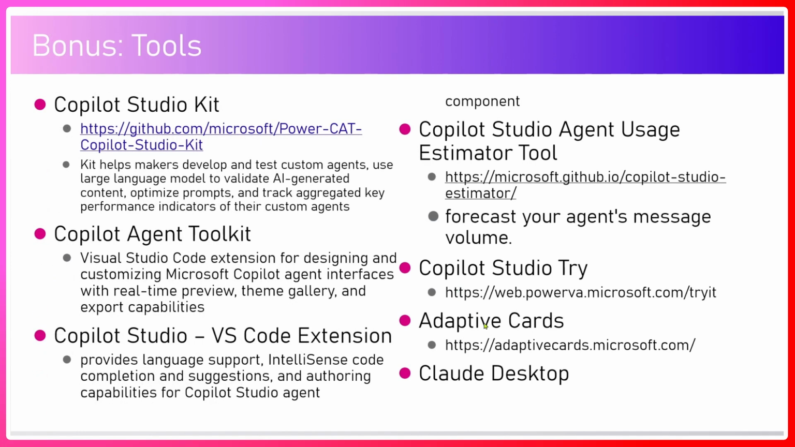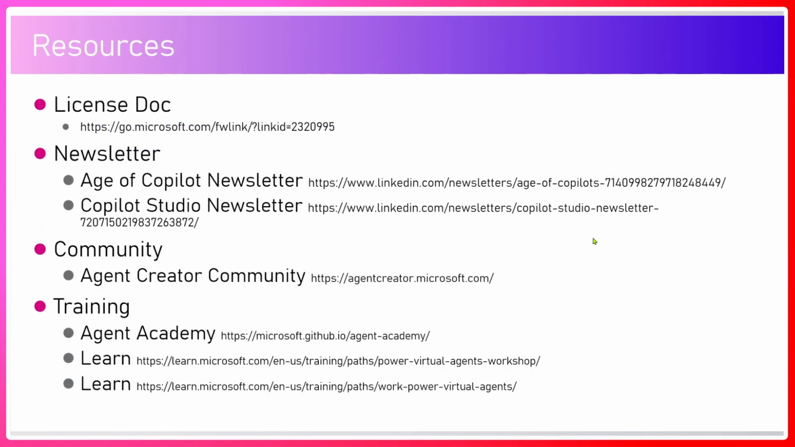These are some of the resources which I've just collated. These are a set of tools which help you in developing Copilot Studio applications: the Copilot Studio Kit, the Copilot Agent Toolkit, the Copilot Studio VS Code extension, and other estimator tools which will help you estimate the capacity consumption and view the license cost. You can have a look into this. And there are some resources in terms of newsletters, license documentation, and training related to Copilot Studio. So that's all about the slides.